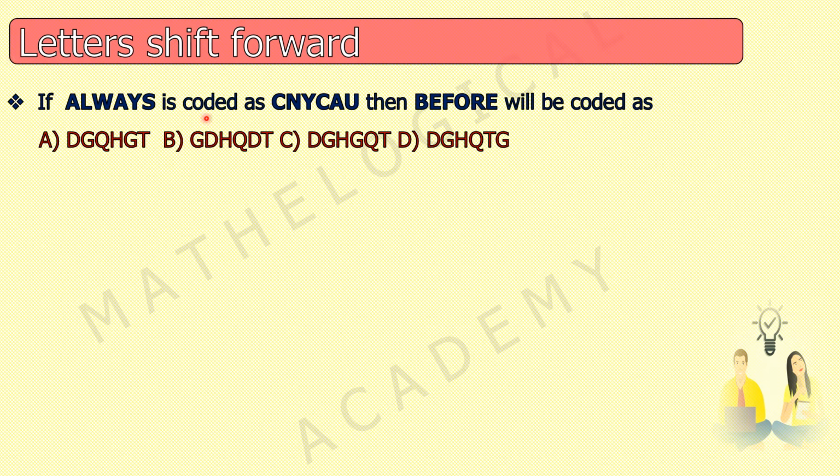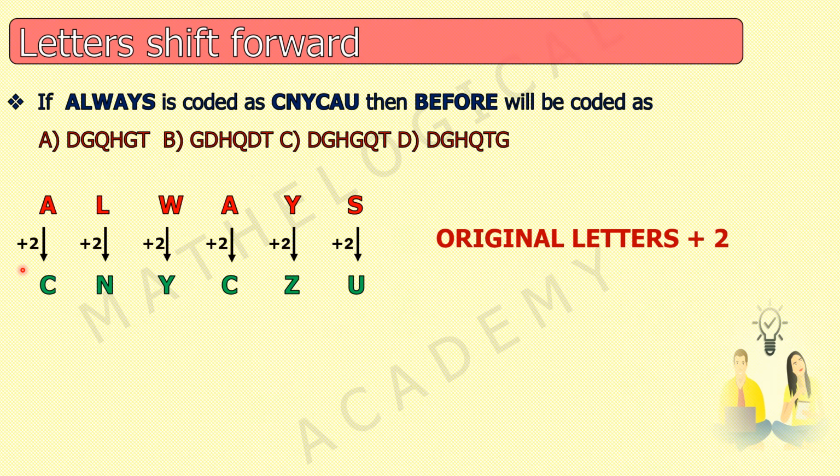If ALWAYS is coded as CNYCAU, then BEFORE will be coded as? Here we can see every letter is shifted forward, that is A, B, C. So second place from A. L, M, N. That means with every letter we are adding 2. So we are moving 2 places ahead and getting the letter of the code.